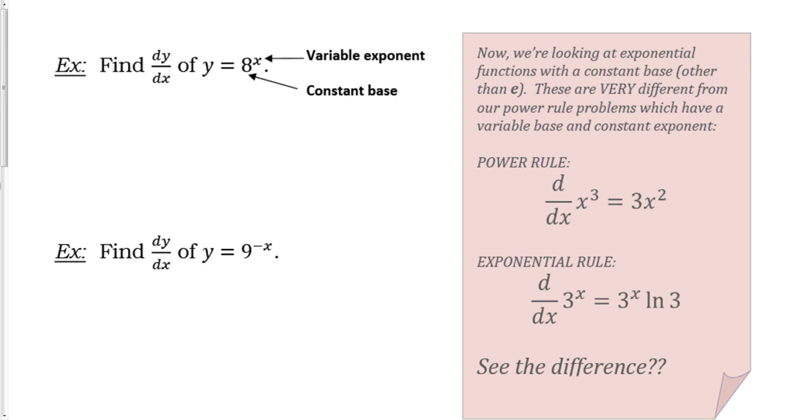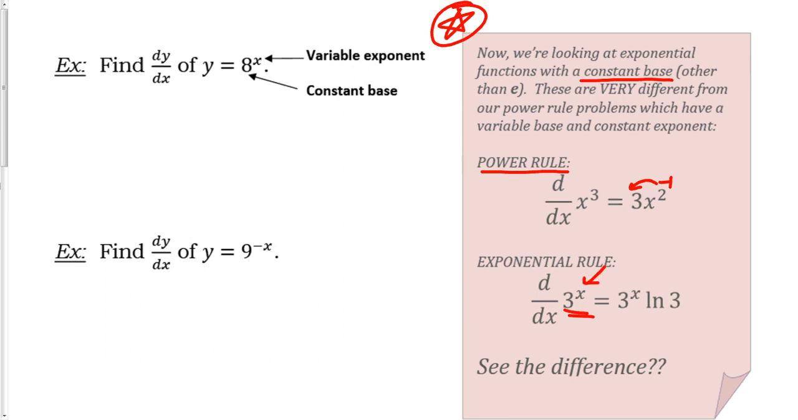So here we have that new kind with a different base other than e, and I'd like to start over here. So the base is a constant, and the exponent is a variable. And that's very different than the power rule. So if we look at what the power rule says, if I take the derivative of x cubed, I'm going to move my exponent down. I'm going to subtract 1 from my exponent. My new exponent is going to be 2, which is very different than 3 raised to the x.